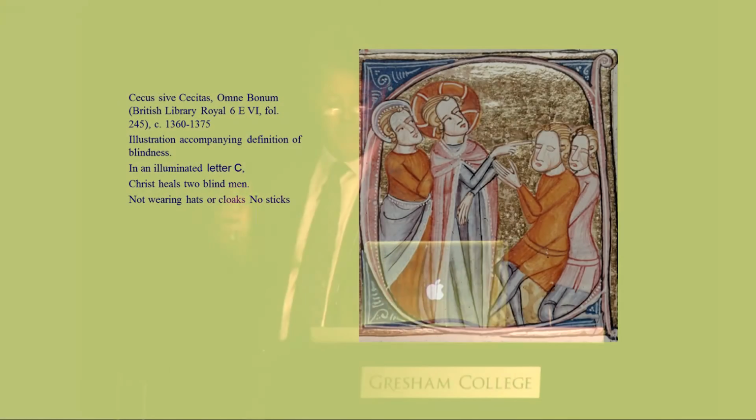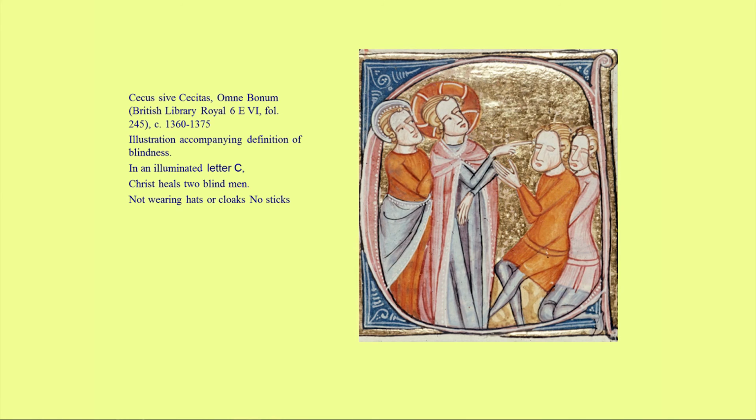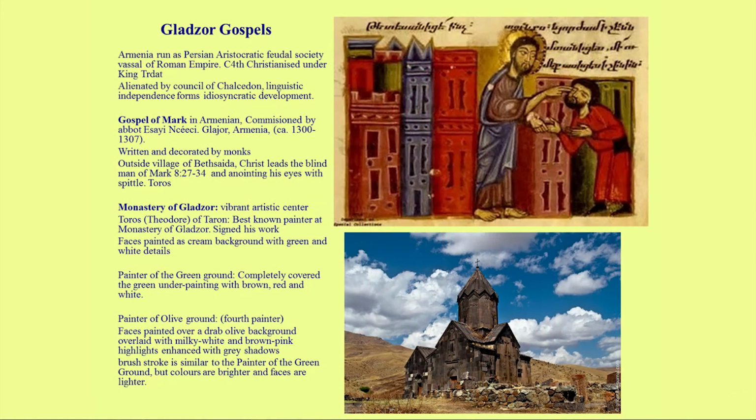And these images persist and are very similar to the images that we see in earlier illuminated manuscripts. But also we see similar images in the Eastern Empire, and particularly in the Armenian tradition. And these are the images from the Gladzor Gospels, and this is where they were made, and there are 4 painters who have been identified who make these images.